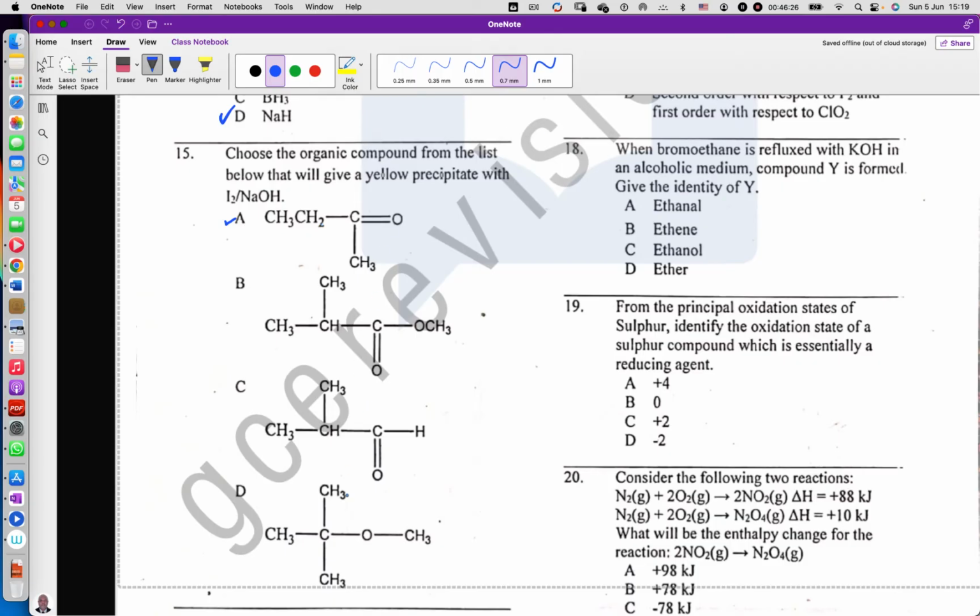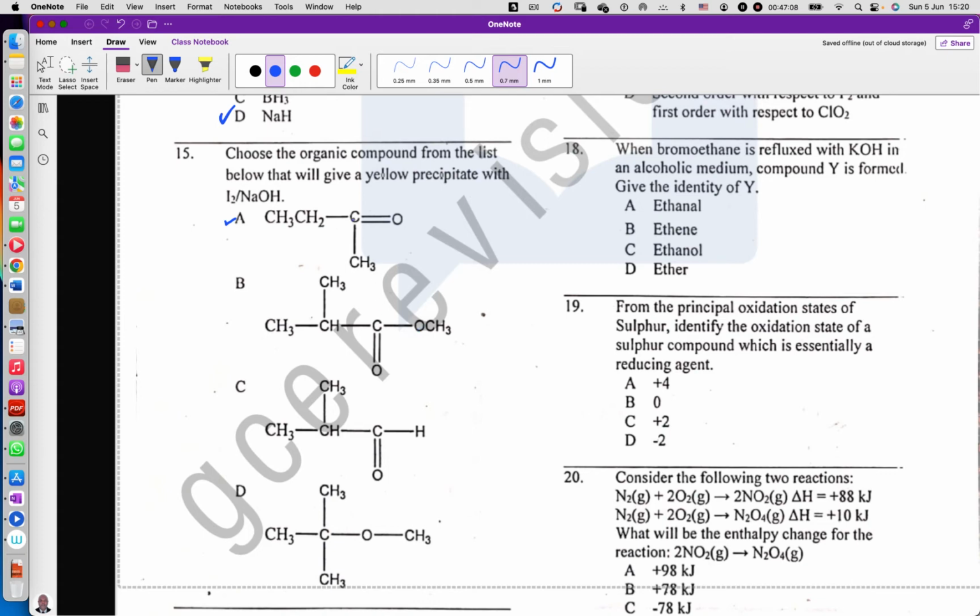Okay, let's start from D. D, of course, there is a methyl group here, but the methyl group is not attached to another carbon bearing the functional group, so it is not good. Come here, we don't have any methyl group here attached to the carbon bearing the functional group. We have a methyl group here, but it is attached to oxygen. It's not attached to another carbon that is bearing the functional group.